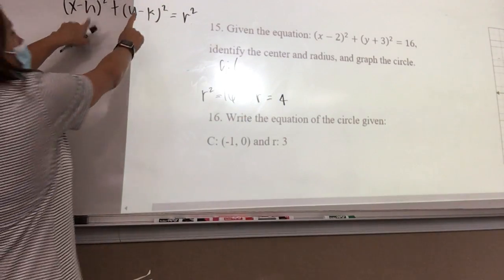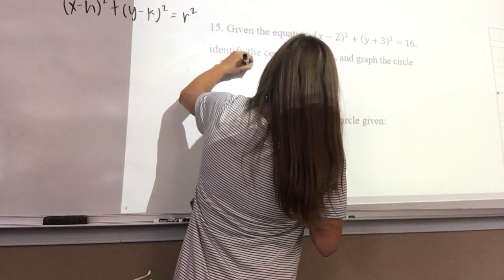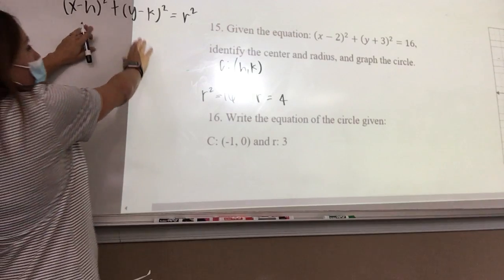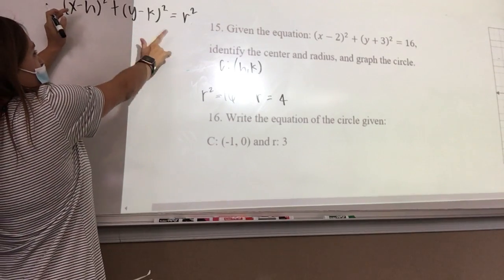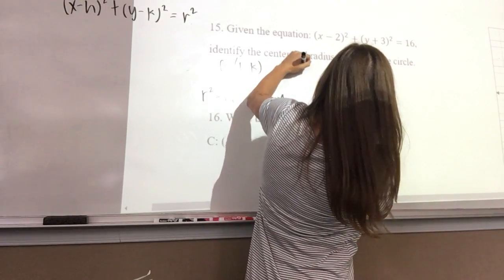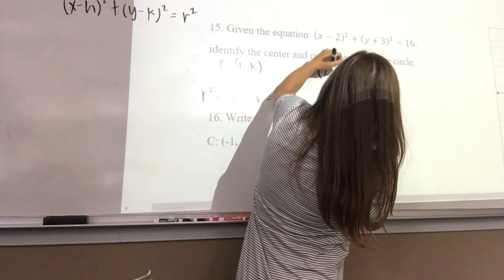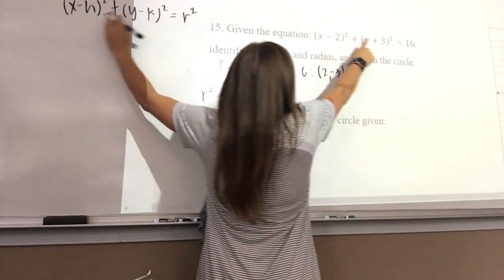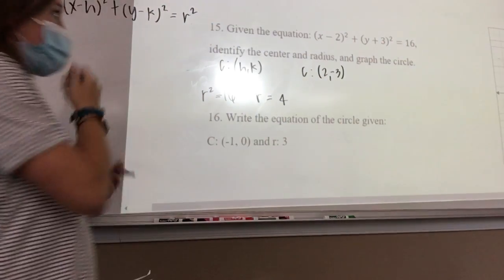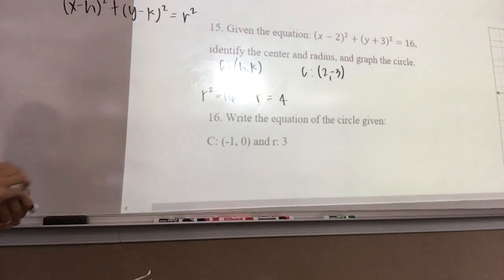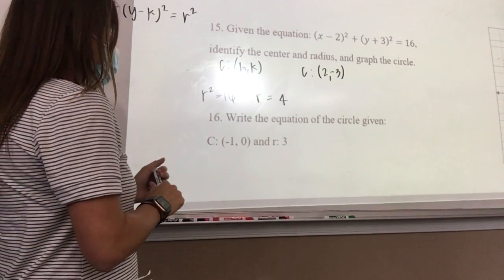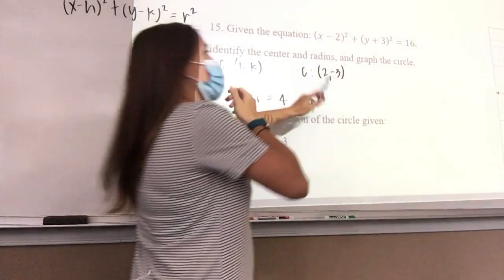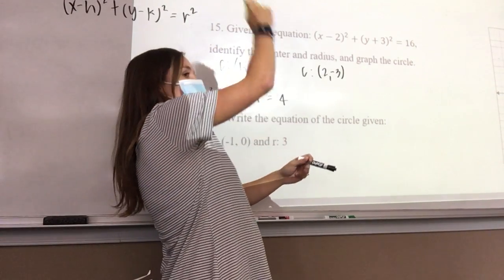The center is always h, k. This is maybe something that you could write on your note card if you think you're going to forget. So it's kind of the opposite signs because it's minus h and minus k. So our center here is going to be 2, -3. See how I changed the sign? It's just h, k. It's always opposite. This is the last thing that we did last week.